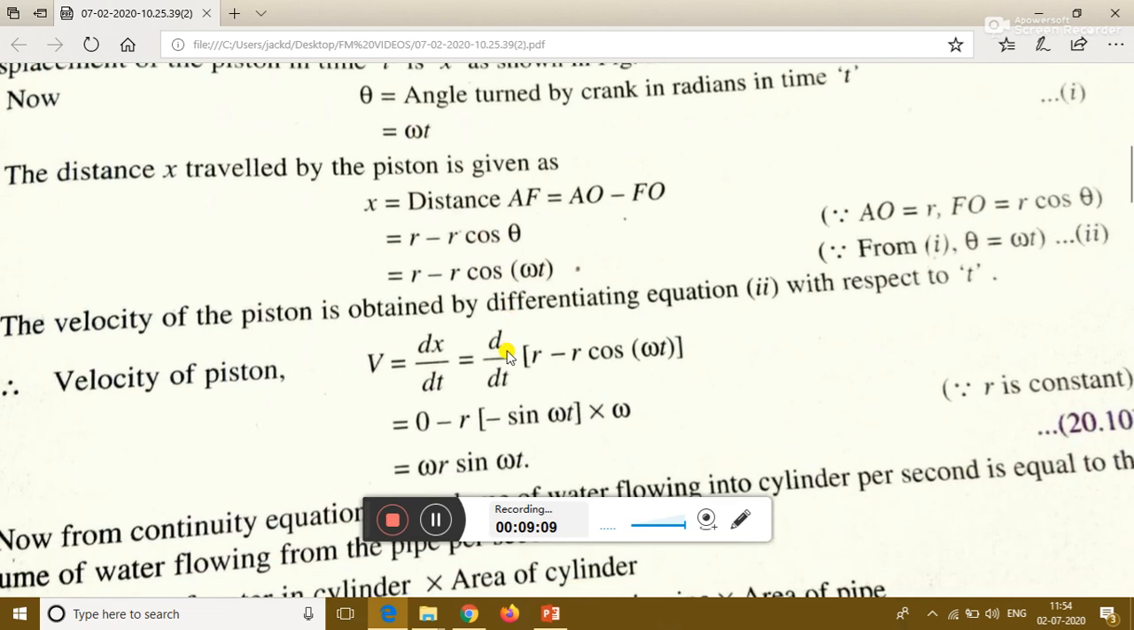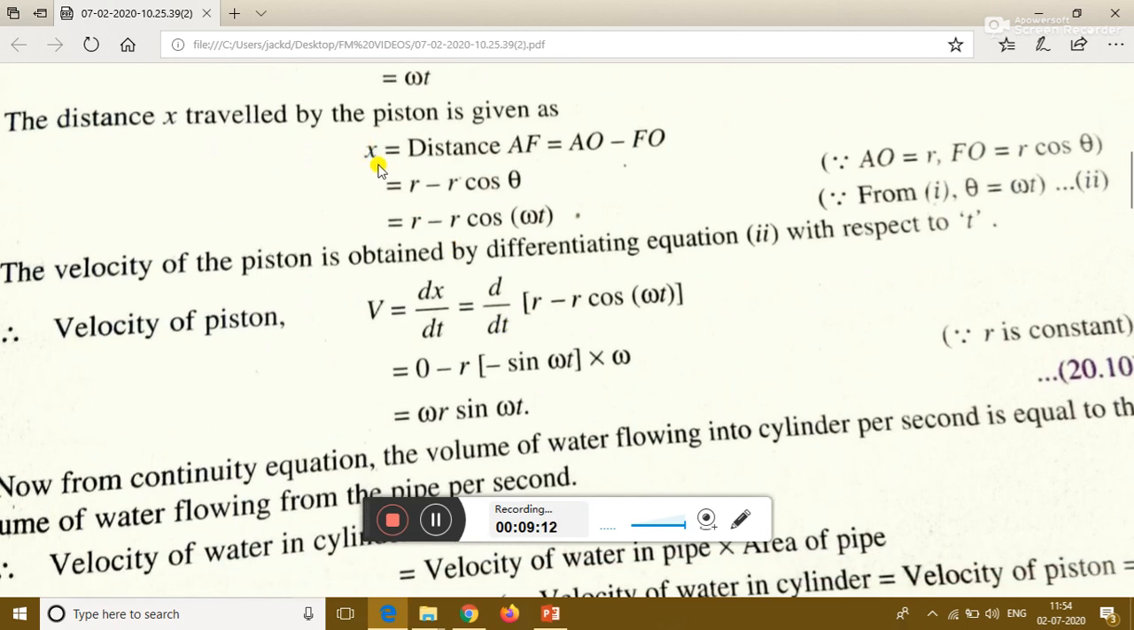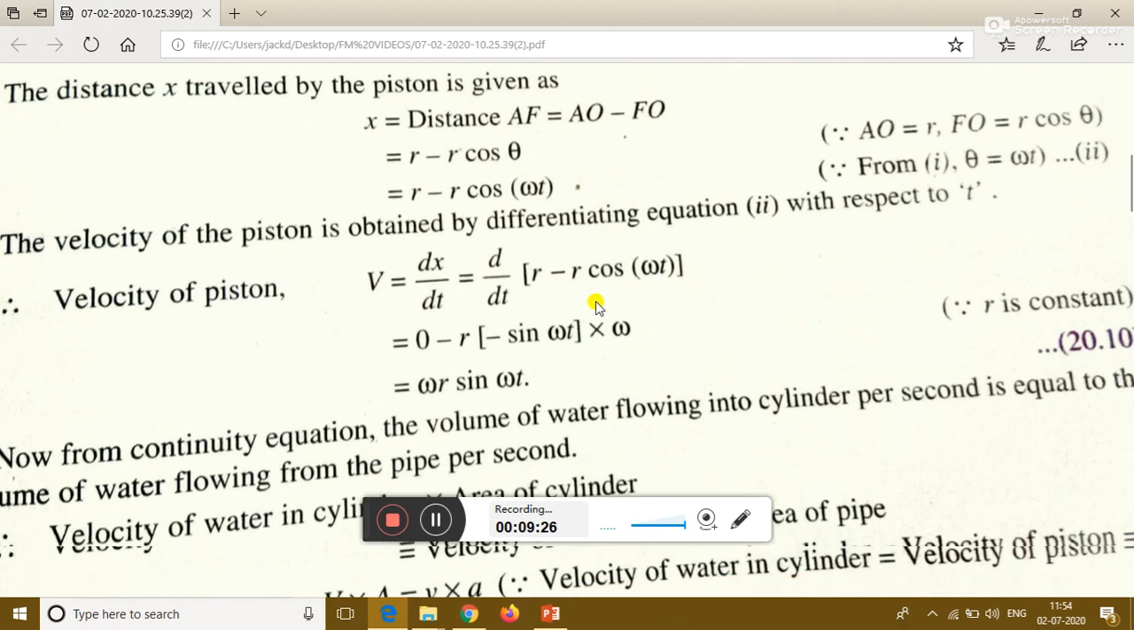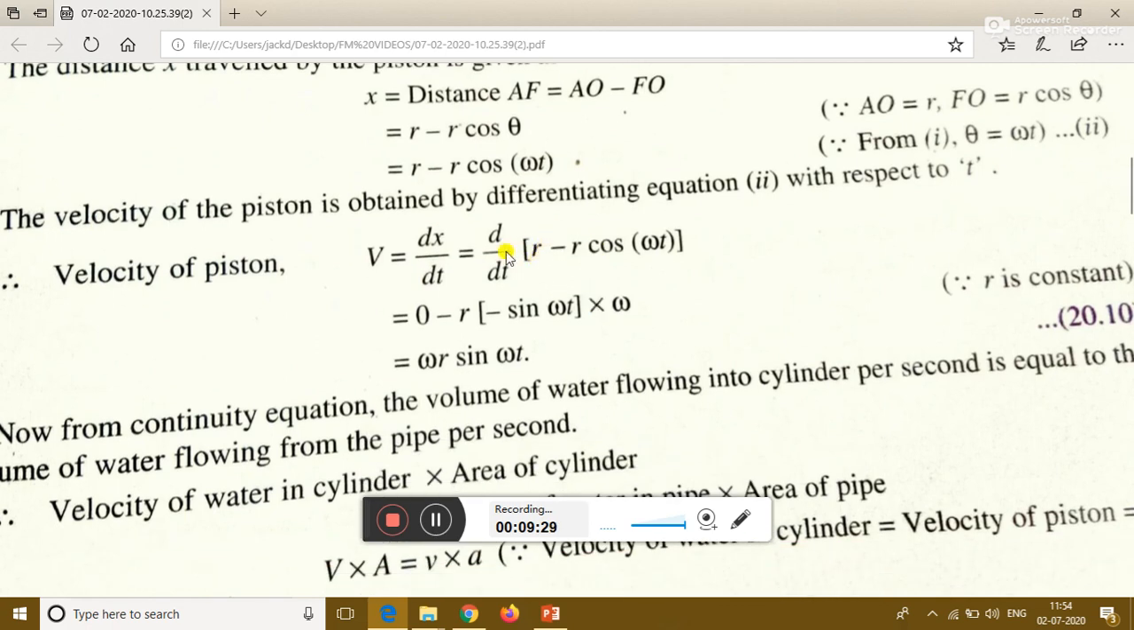Now how to find out the velocity of the piston? If x is the distance travelled, or the displacement of the piston, then to find the velocity you can find the change in displacement with respect to time. So velocity is dx by dt, and we know that x is R minus R cos omega t. So differentiate that. d by dt of R, this R is constant, so it will become 0, and minus d by dt of R cos omega t. R can be taken out. Cos omega t, differentiated, gives minus sin omega t, then times omega. So minus minus plus, R omega sin omega t.